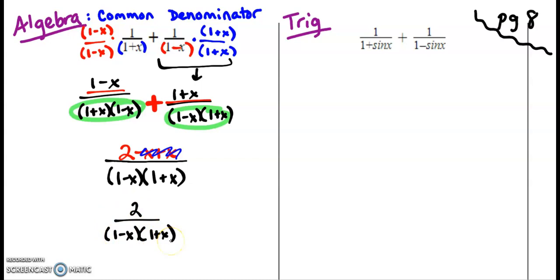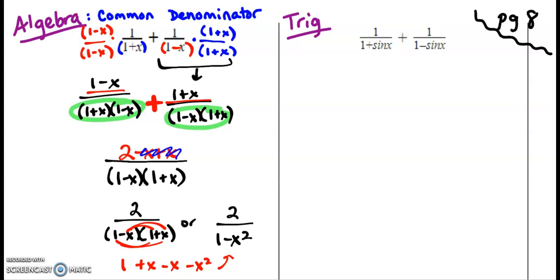Now, you can leave it like this, or we could distribute, and we would get 2 over 1 minus x squared, because we get 1 plus x minus x minus x squared. So that's how we get 1 minus x squared. All right. The key thing is that we need to get a common denominator by multiplying each side by the other denominator and then simplify.